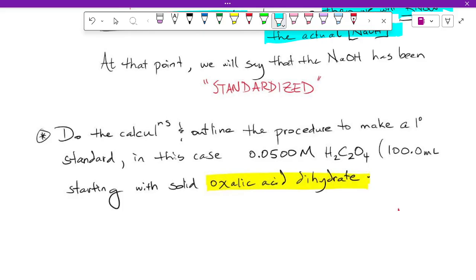What is oxalic acid dihydrate? It is H2C2O4 dot 2 H2O. So when you are finding the molar mass, you must include that water in the molar mass. Why is it dot again? Because it means the water is attached with, embedded within the crystal. That's just how we write the formula of a hydrate.